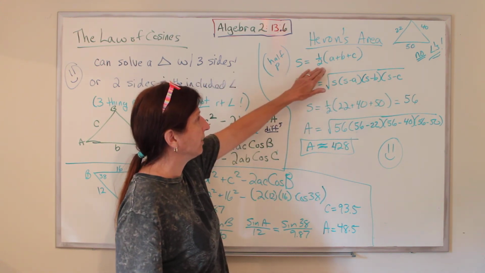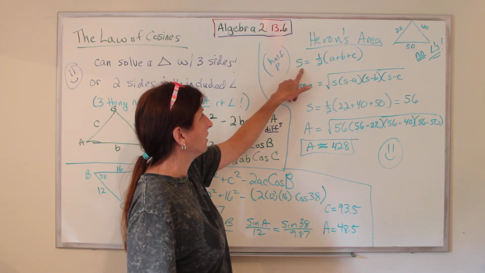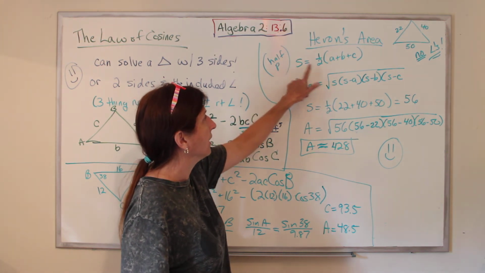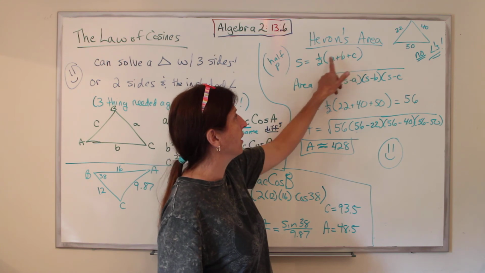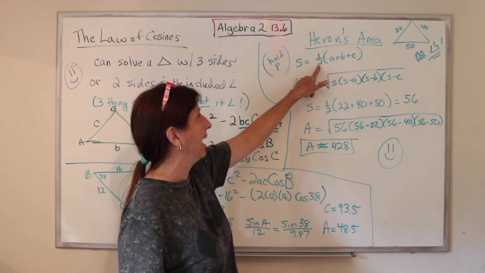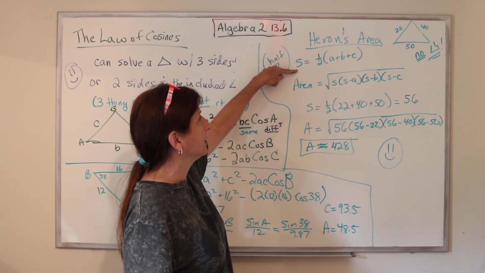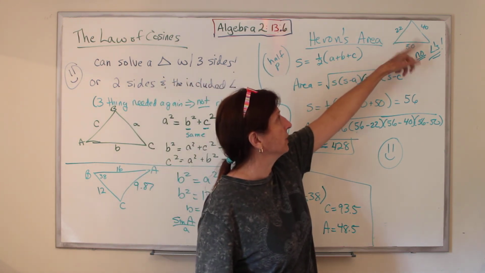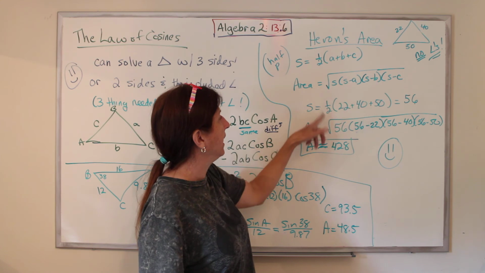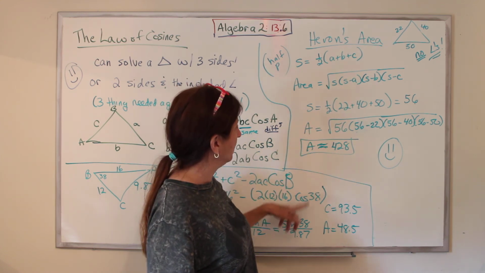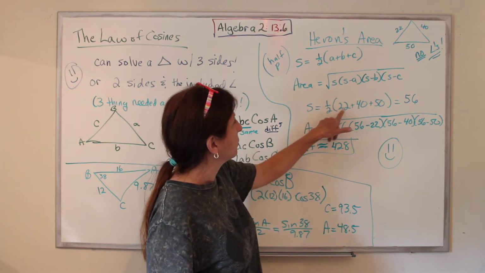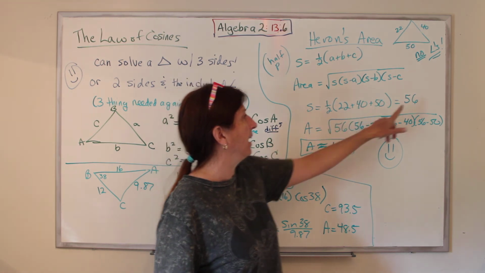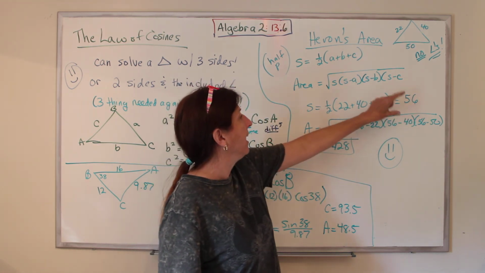So what you do is this special thing. It's called s, or the half perimeter. You add the 3 sides a, b, and c, and then multiply by a half. It gives you this new quantity called s. I'm doing it for my 3 sides, 22, 40, and 50. 22 plus 40 plus 50 times a half is 56.